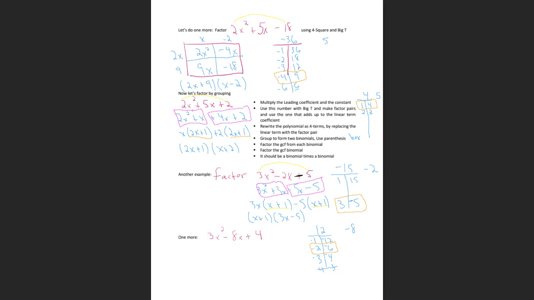So I'm going to rewrite the middle term using that. So I'm going to have this 3x squared minus 2x minus 6x plus 4. My next step then is to group. So I'm going to group the first two and the second two. So now I got this binomial and this binomial here.